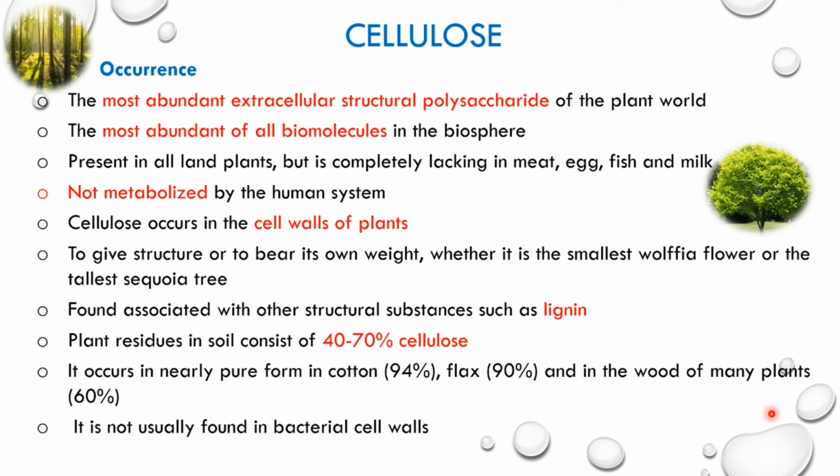It's found associated with other structural substances such as lignin. Plant residues in soil consist of 40 to 70% of cellulose, and it occurs in nearly pure form in cotton, flax, and in wood of many plants. It is usually not found in bacterial cell walls.